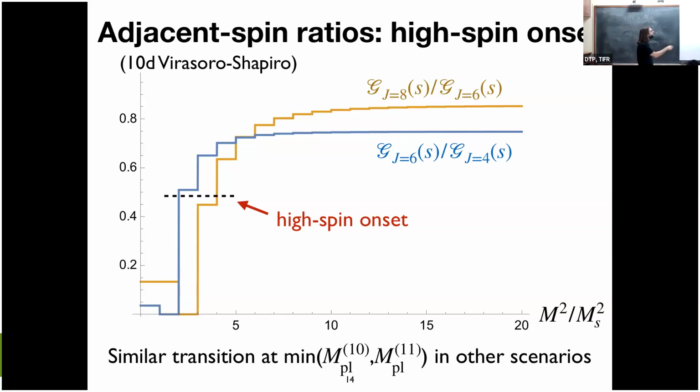And the cool thing is that you can also plot this for the other models I described. So you can have exactly two different models. I have a 10D type 2A theory, which has some parameter space where the relevant parameter is the 11D Planck scale. And this onset will always pick up the minimum of these scales. So it picks exactly the scale where the UV completion of gravity kicks in.